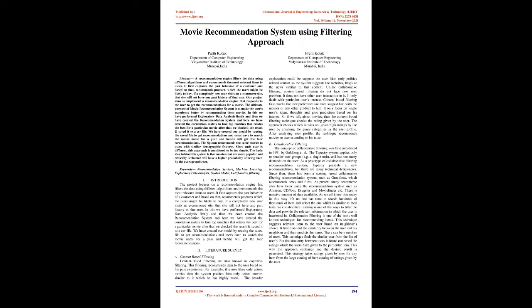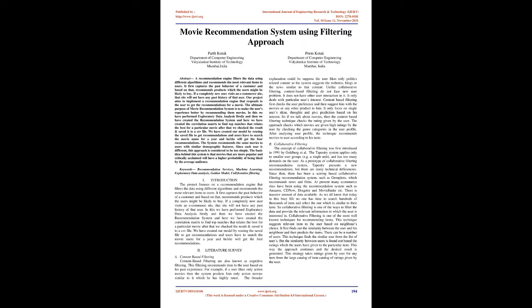In this we have performed exploratory data analysis firstly, and then we have created the recommendation system, and here we have created the correlation matrix to find top matches that relate best to a particular movie. After that we checked the result and saved it to a CSV file. We have created our model by reusing the saved file to get recommendations, and users have to search the movie name for a year and he/she will get 4 recommendations.